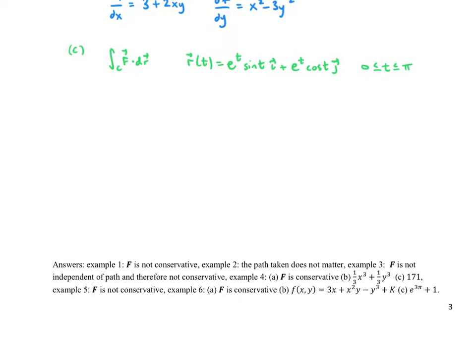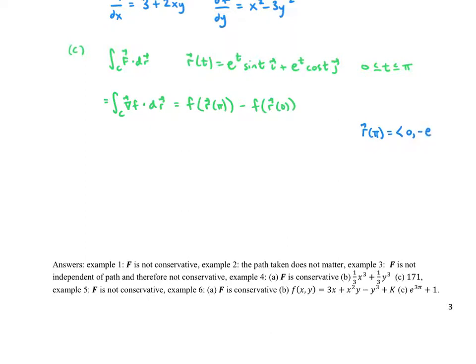So remember, the fundamental theorem says that this line integral of the gradient of f dotted with dr is equal to the potential function that we came up with of r of pi minus the potential function of r of 0. So off to the side here, let's do r of pi and r of 0. So r of pi is going to be e to the pi times sine of pi, which is just 0, and then e to the pi times cosine of pi, which is negative 1.